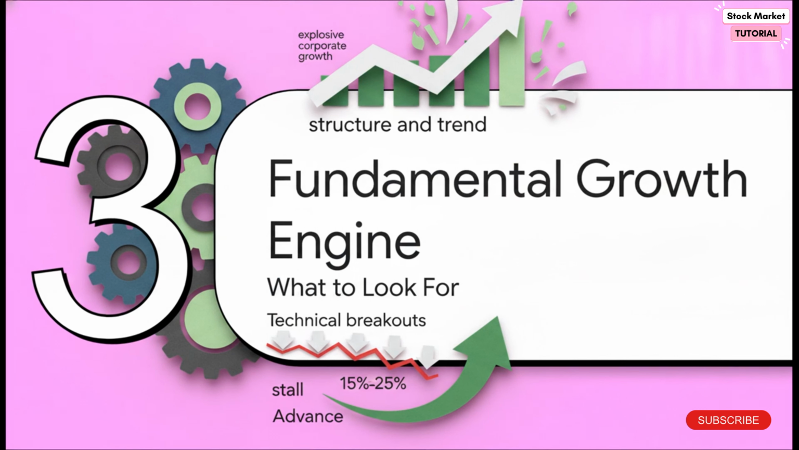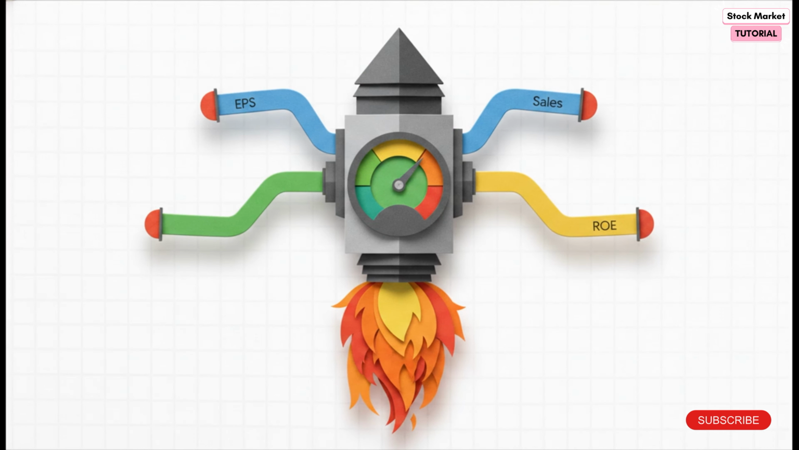Section 3, the fundamental growth engine. What to look for? Now, what's really interesting about this slide is that technical breakouts will almost always stall unless they're backed by explosive corporate growth. So what exactly does that look like? Well, SEPA demands a baseline quarterly earnings per share growth of greater than 20% year over year, though the true elite leaders often print 50% to 100% gains.